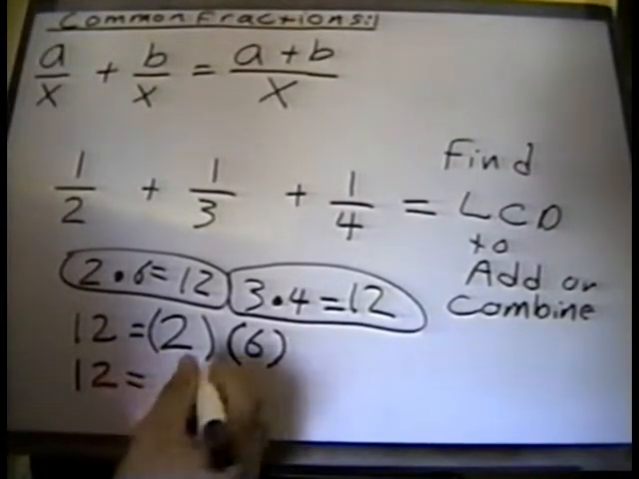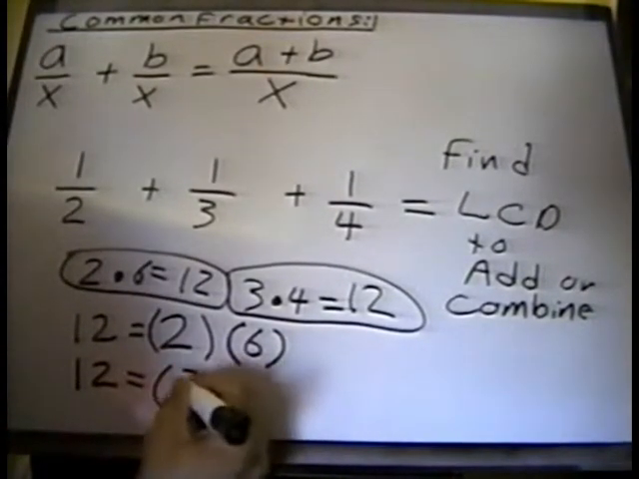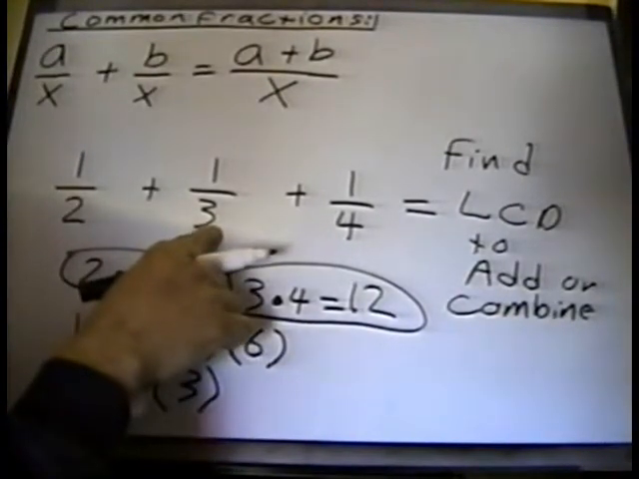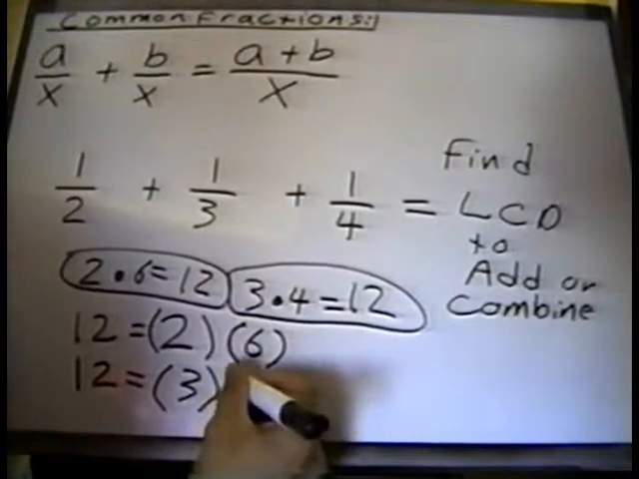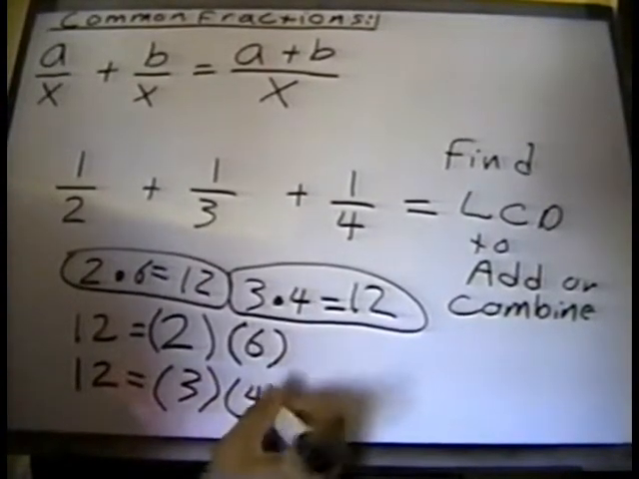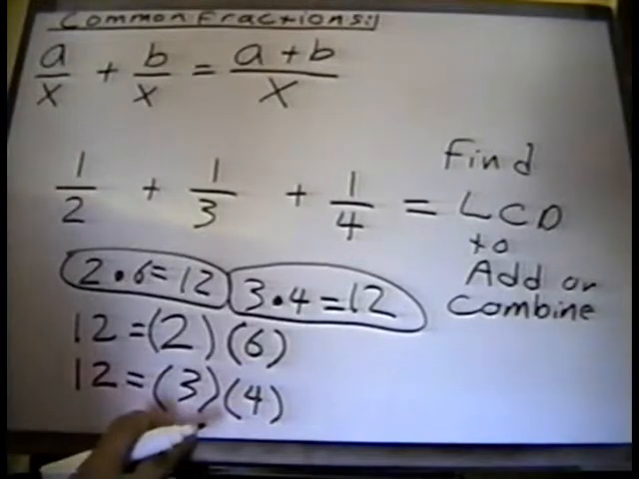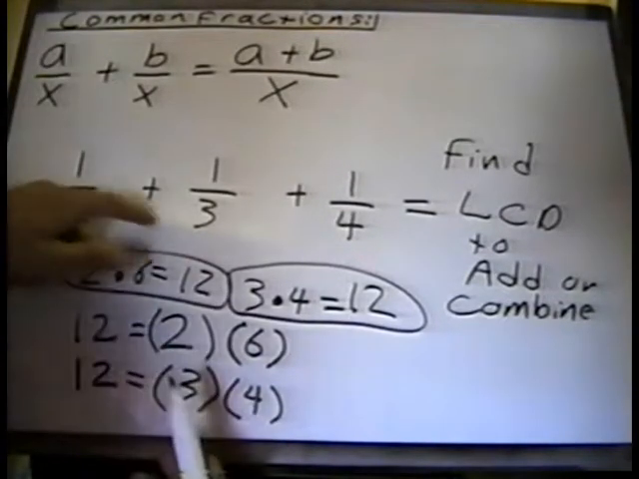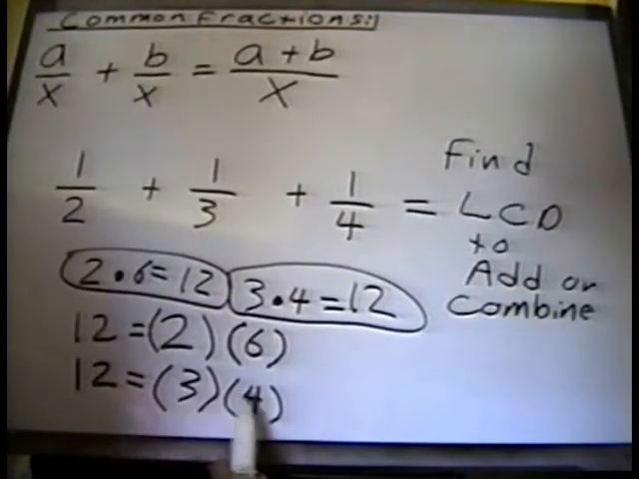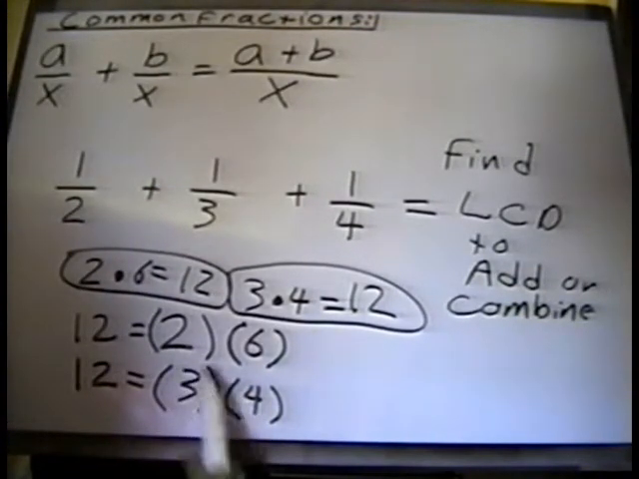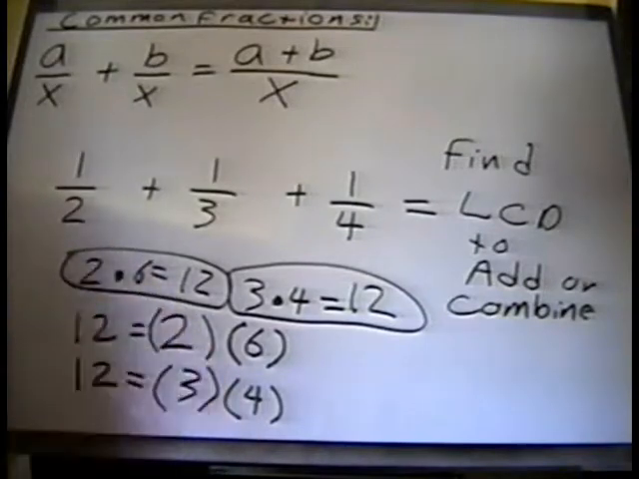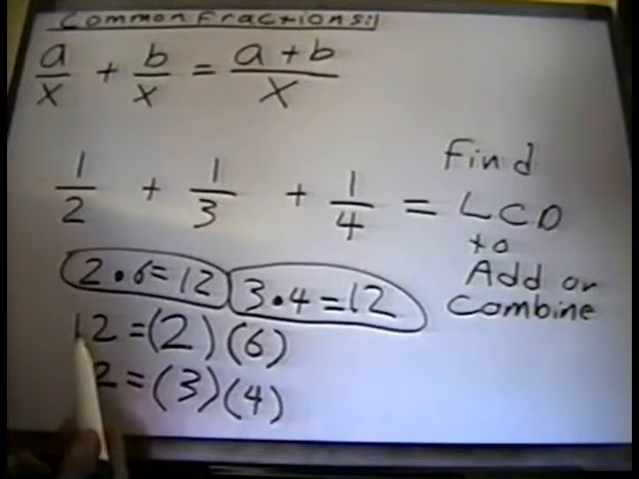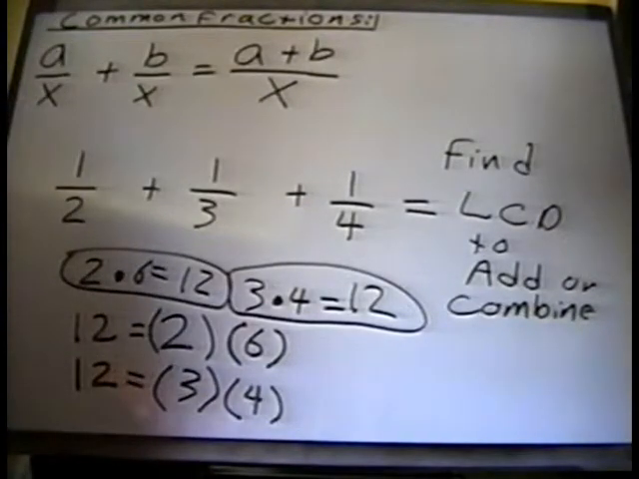And also for 12, 3 is a factor of 12. And also 4 is a factor of 12 when we multiply 3 and 4 by each other. So here we have our denominators, 2, 3, and 4. So we want to change these into 12. We want to make them equal 12.